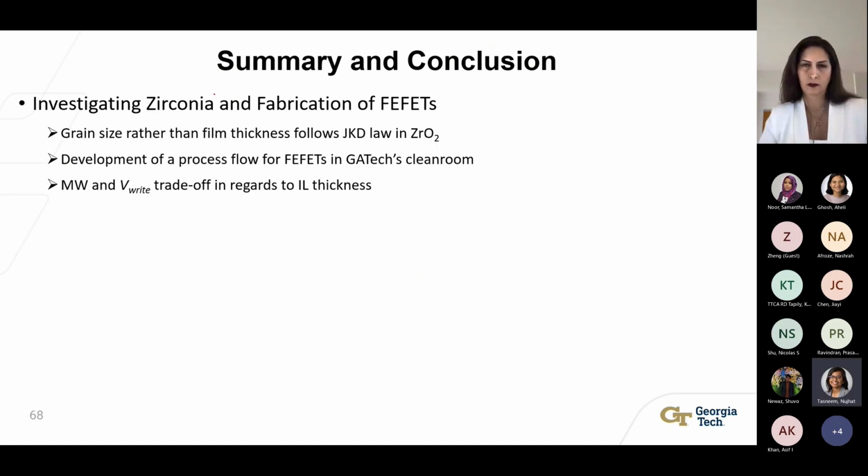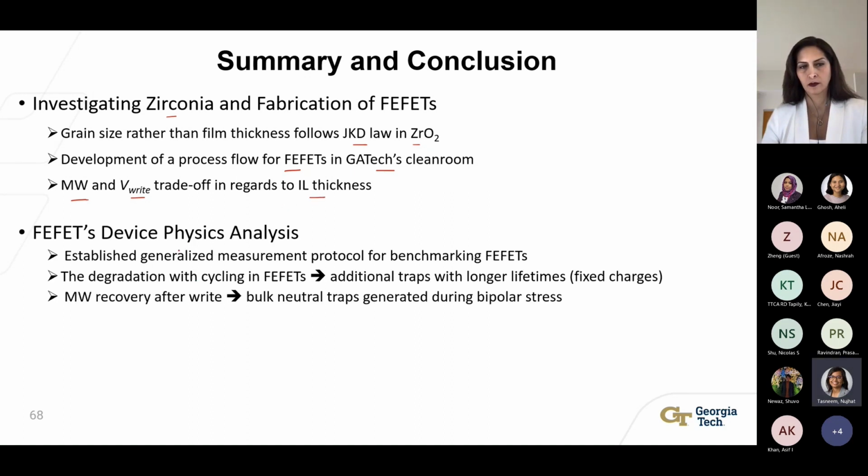So to summarize my entire thesis, my initial work on zirconium oxide showed that grain size rather than film thickness follows JKD law in zirconia films. Also, we were able to develop a process flow for ferrofets at Georgia Tech's clean room. And we also learned that there is an inherent trade-off between memory window and write voltage with respect to IL thickness. Then through my work on device physics analysis in FFETs, we were able to establish a generalized measurement protocol for benchmarking FFETs. We also learned that the degradation with cycling happens due to additional traps with longer lifetimes. Also, the read after write delay in PFETs is possibly caused by bulk neutral traps generated during bipolar stress.